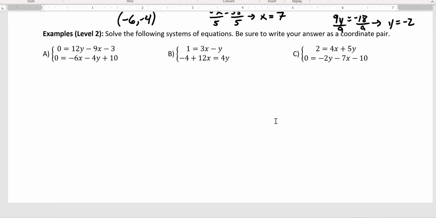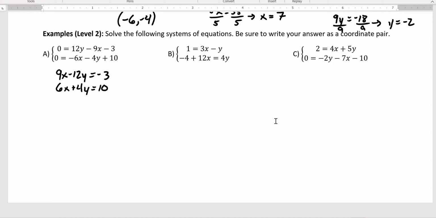So to do that, I can move my variables to the left side here. So I'd have to add 9x, I'd have to subtract 12y, and that would equal negative 3. I would have to add 6x, I would have to add 4y, and that would equal 10. And then it's just like a problem from above.